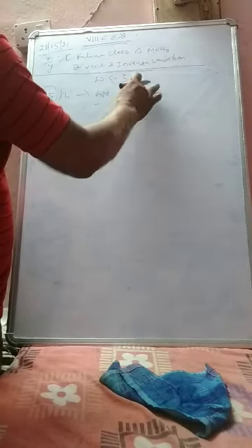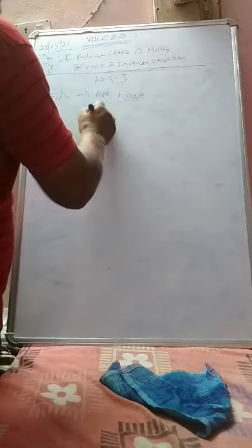Question number 5. A train 280 meter long is running at a speed of 42 km per hour. How much time will it take to pass a man standing on a platform?